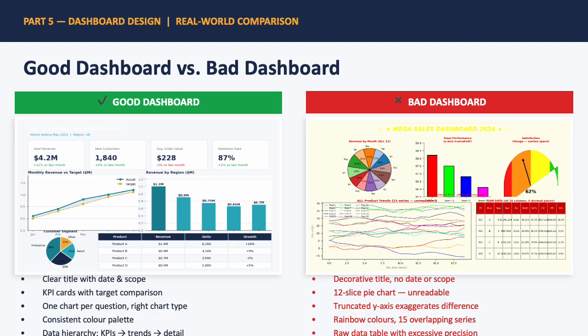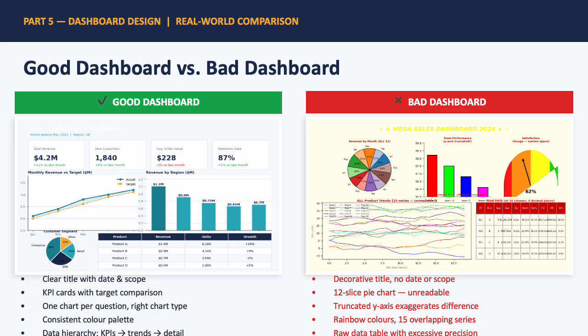The bad dashboard on the right violates almost every principle we have discussed. The title is decorative and contains no date or scope information. A 12-slice pie chart attempts to show all 12 months of revenue. This is fundamentally the wrong chart type for time series data as well. And 12 slices are far too many for a pie chart. The bar chart uses a truncated y-axis that starts at 95.5, making a difference of less than 2% appear enormous.